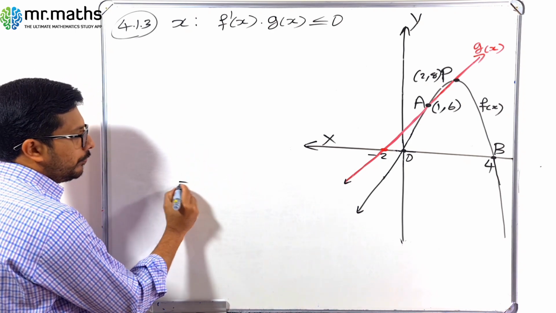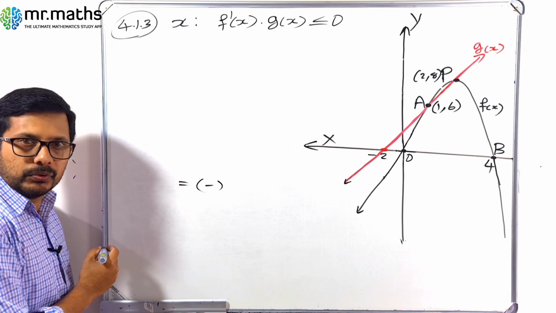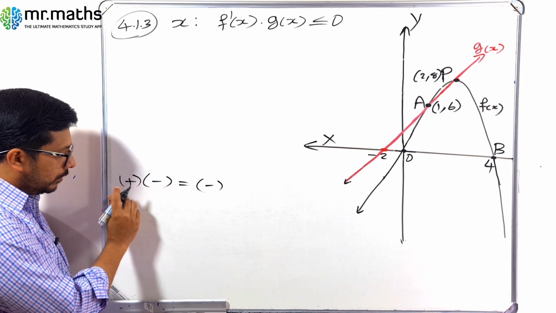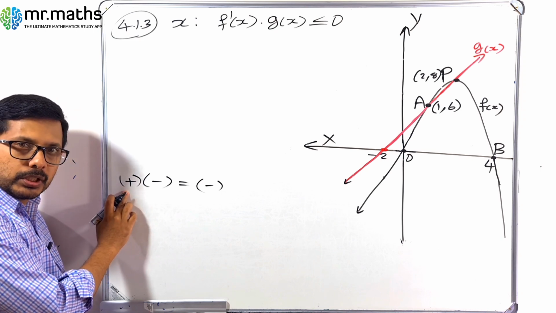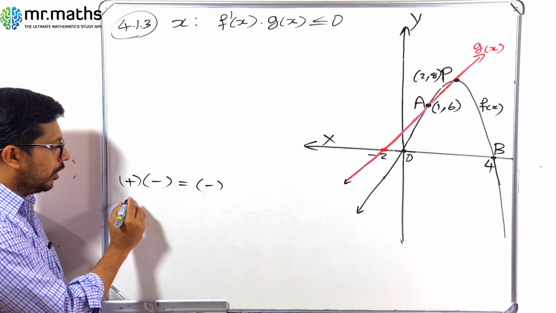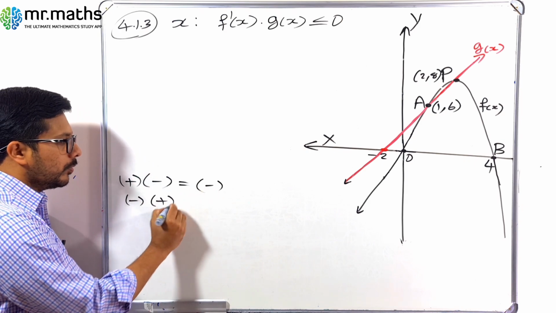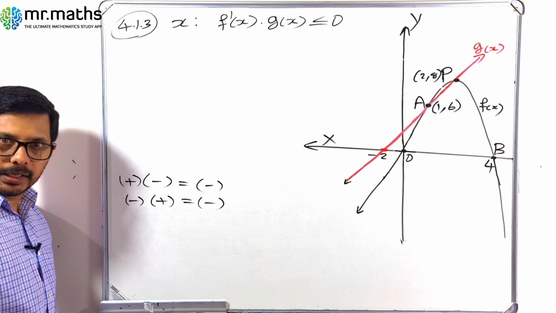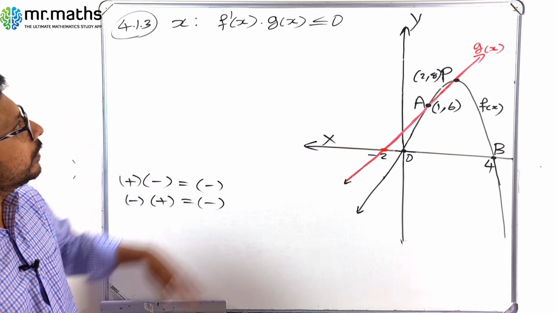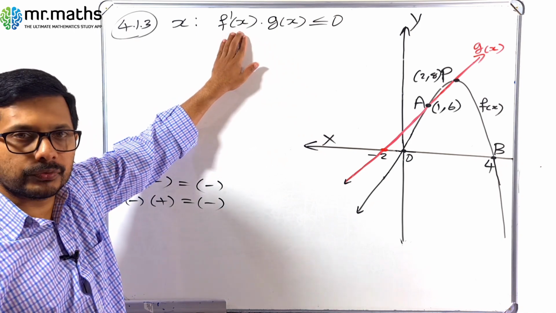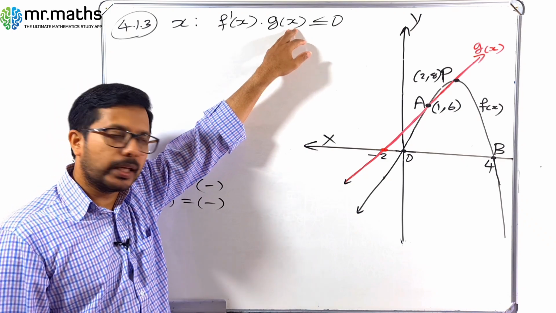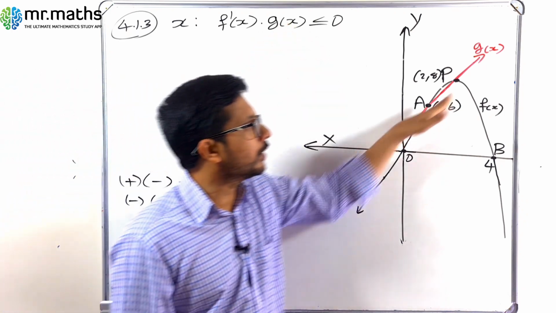Okay. So if you want to get the answer as negative, either the first one is positive and the second one is negative. Positive times negative is negative, or negative times positive is also negative. Okay. So now look at this g of x. Okay, this f dash of x I will explain after this. Look at g of x. Which one is g of x? This straight line. Is it not so?